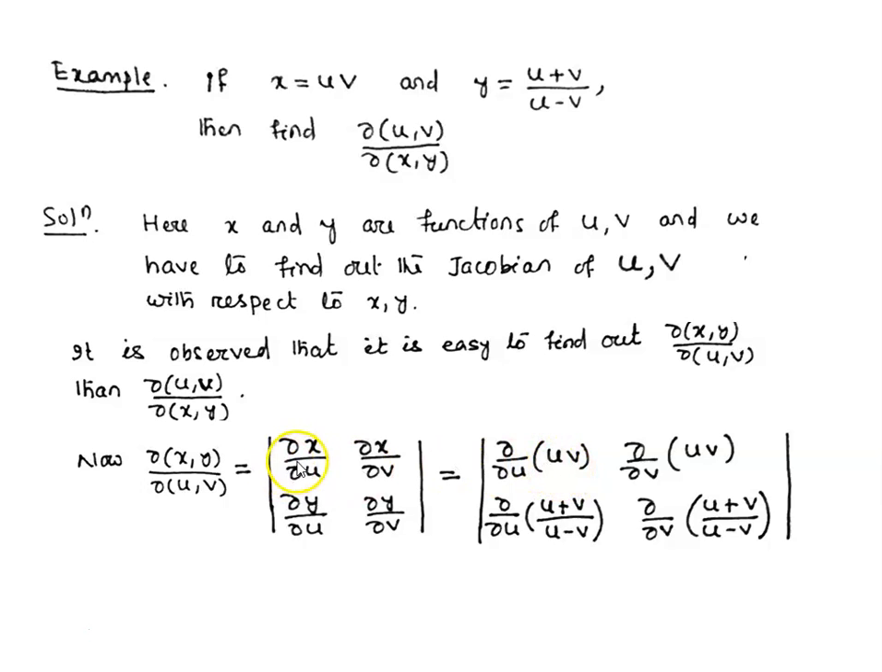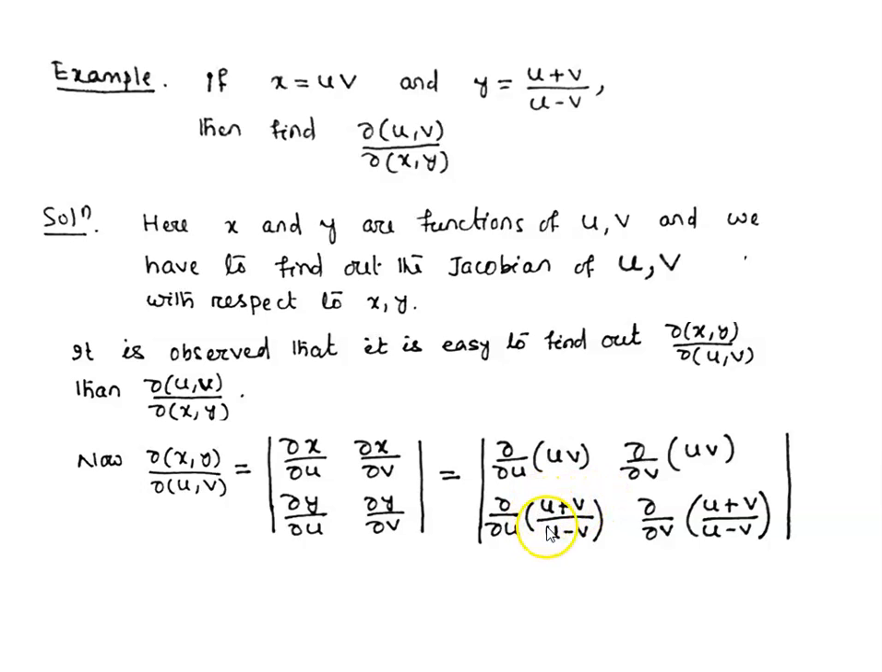Here our x is equal to uv. So this is the partial derivative of x with respect to u. We have just replaced x by uv because our x is uv. So the partial derivative of uv with respect to u, here v will be treated as a constant. Similarly, del x by del v, we have replaced x by uv. So partial derivative of uv with respect to v.